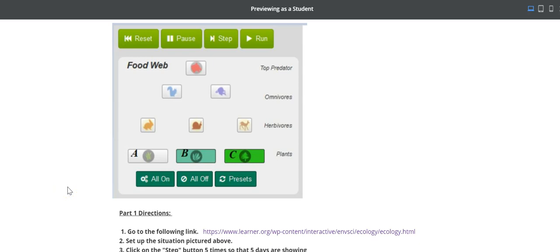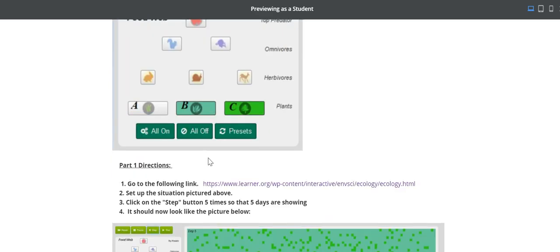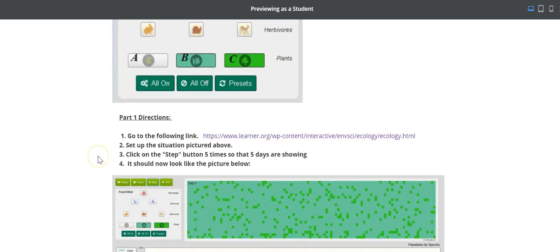Alright, so this time we're going to look at a different type of relationship that's occurring in an ecosystem than just competition. We're going to start off with setting it up like this, but then we're going to add some things to it. So again, we're just going to watch the video and follow along with me.